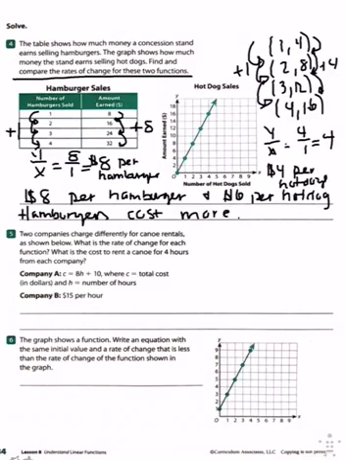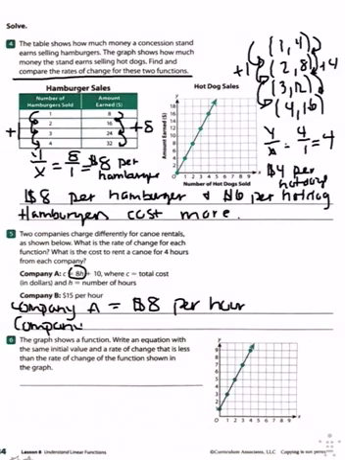Number 5, 2 companies charge differently for canoe rentals, as shown below. What is the rate of change for each function? What is the cost to rent a canoe for 4 hours from each company? So for company A, we know that it's $8 per hour, because anytime we have a variable in our equation, that means that it is the rate of change, $8 per hour. For company B, it's $15 per hour, so that is our rate of change. So rate of change always has the word per in it.